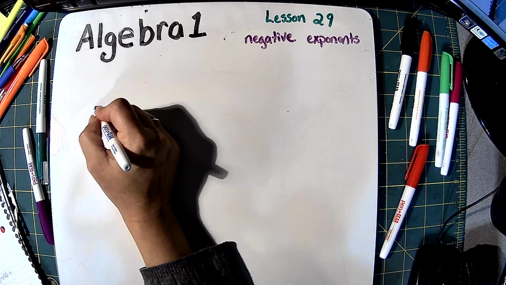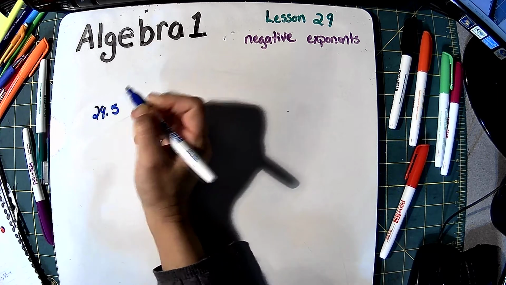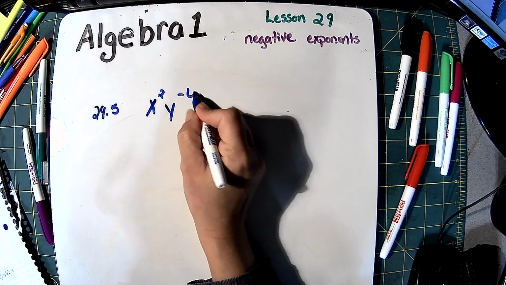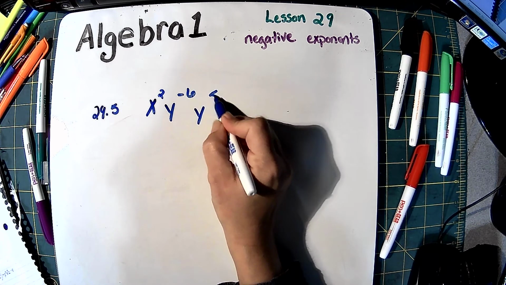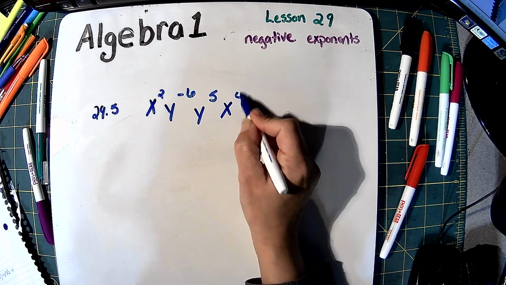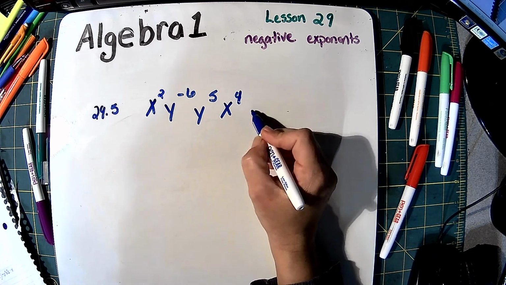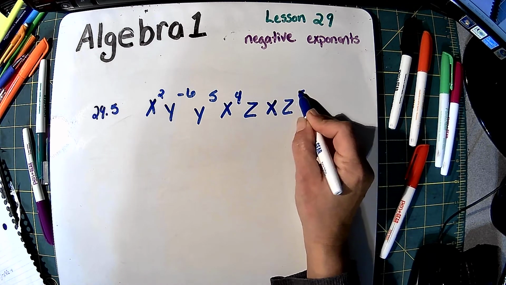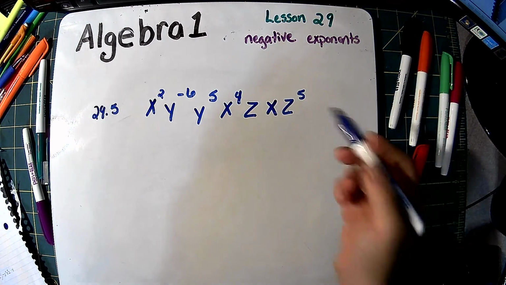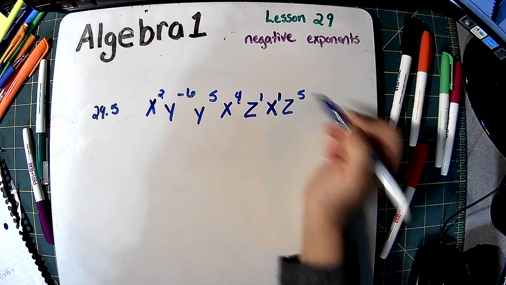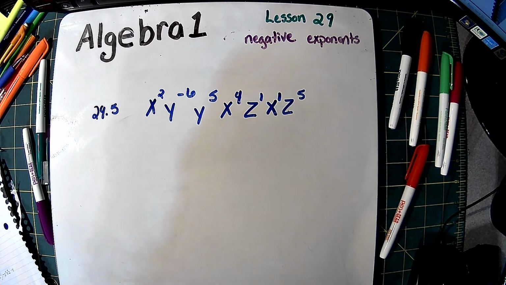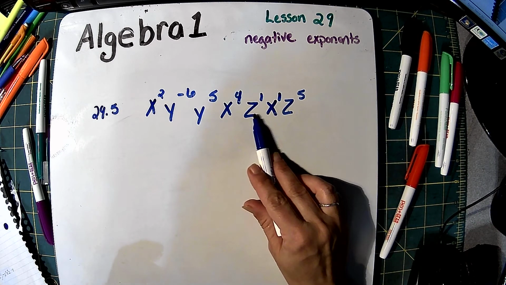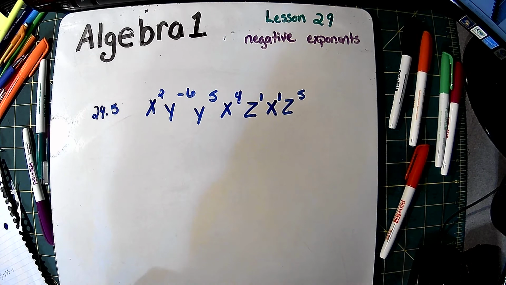All right. So let's try 29.5, which has x squared, y to the negative 6, y to the 5th, x to the 4th, z, x, z to the 5th. So the first thing I want you to do when you have a problem like this is go over here and put a 1 next to any that don't have an exponent showing, because that just means you're multiplying z times itself one time. You only have one z that's being multiplied, but that's going to help you.